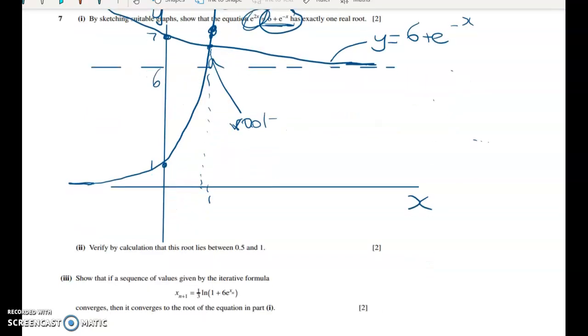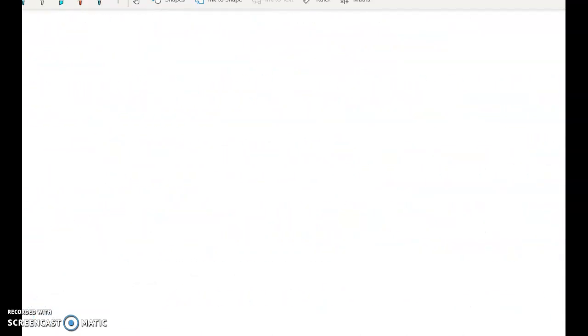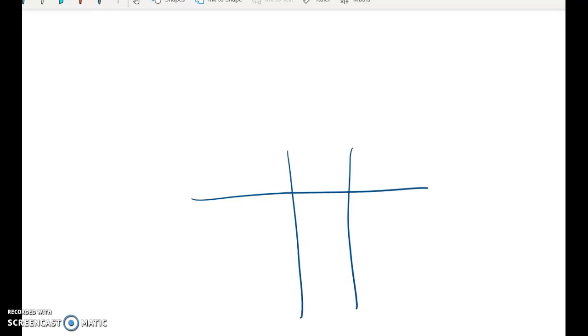Now, the next thing says, verify by calculation that this root lies between 0.5 and 1. So I saw all kinds of weird nonsense statements written here, right? What we need to do is we want to show that it's between 0.5 and 1. So we're going to do a little table like this. So here's x equals 0.5, and here's x equals 1.